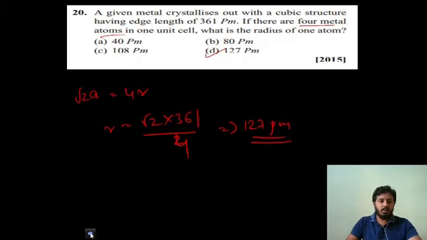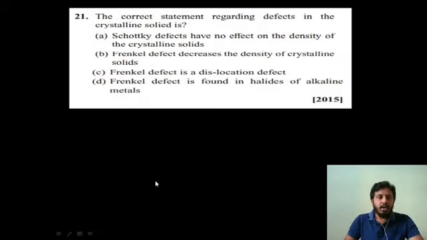Then next question. The correct statement regarding the defects in the crystalline solid is, again we have to predict the correct statement. Okay, option A, Schottky defect has no effect on the density of the crystalline solid. No, it's the wrong statement because Schottky defect decreases the density. Option B, Frenkel defects decrease the density of the crystalline solid. So Frenkel defect density remains same. Option C, Frenkel defect is a dislocation defect.